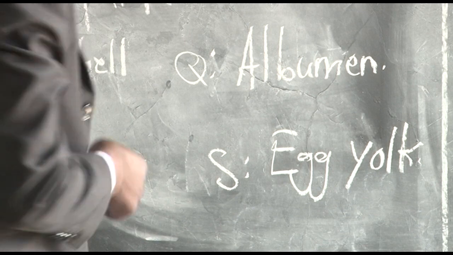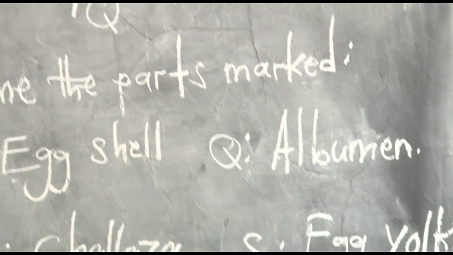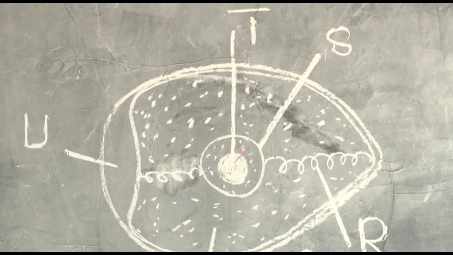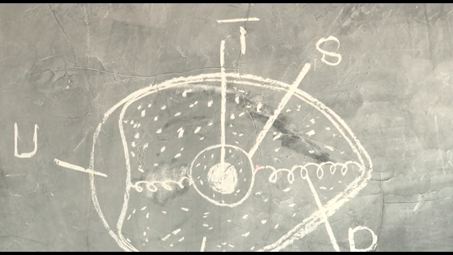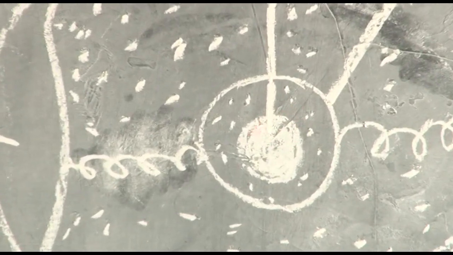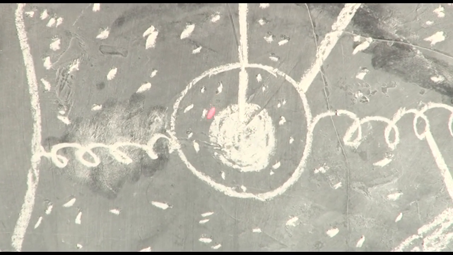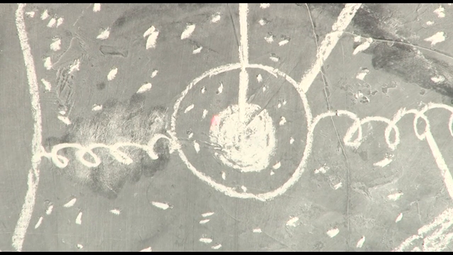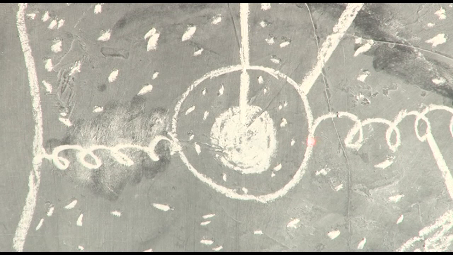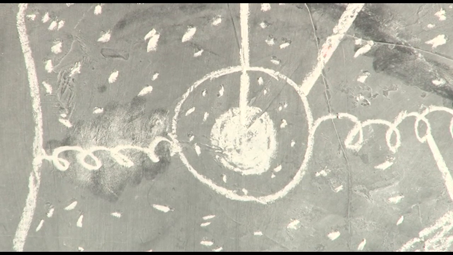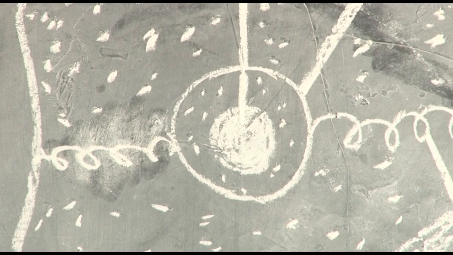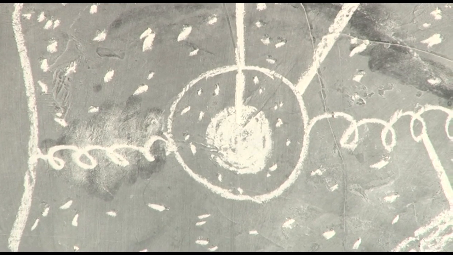Okay? Looking at the importance or function of the egg yolk, this one contains proteins and fats, okay? Yes, which help the inner part here, the germinal disc, or the embryo, to grow. So majorly, we can say part S provides proteins and fats to the germinal disc or embryo.